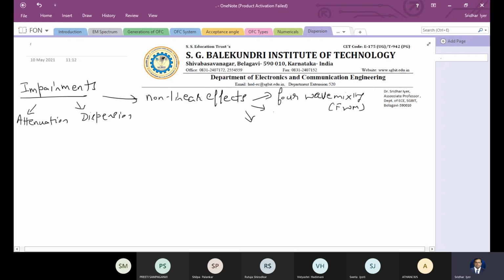The other one is known as cross phase modulation.